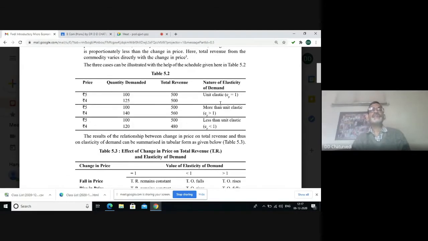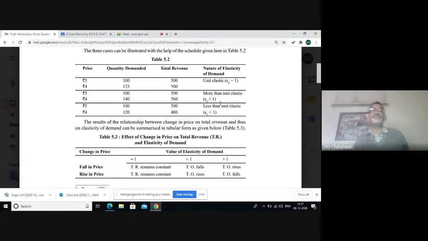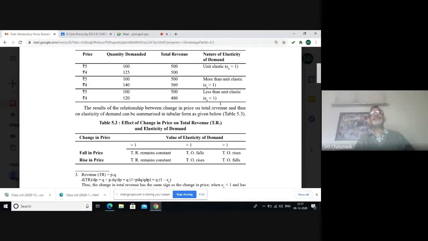The three cases have been illustrated with the help of schedules, which have been shown in table number 5.2. We find that in all the three cases, price falls from 5 to 4. In the first case, the proportionate change in demand is same as the proportionate change in price. So total revenue remains same at 500. So we have this case of unit elastic demand.